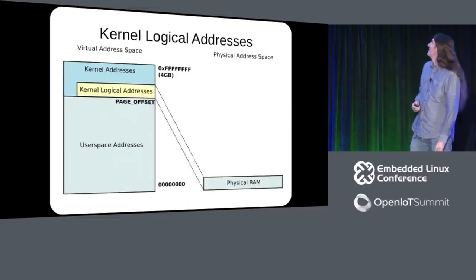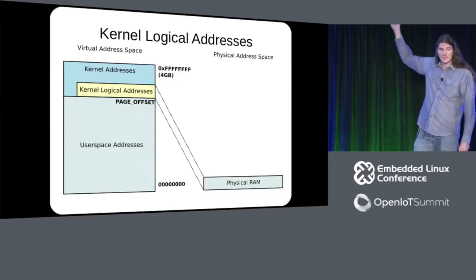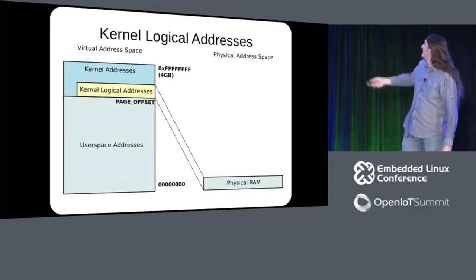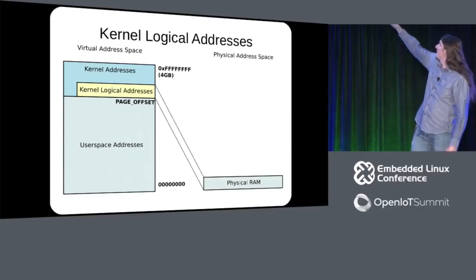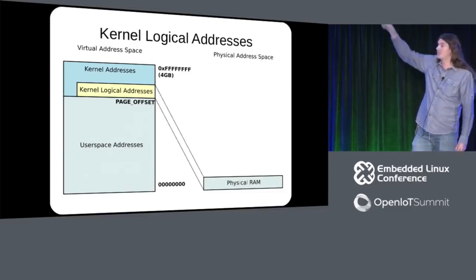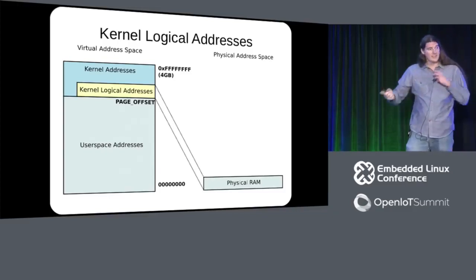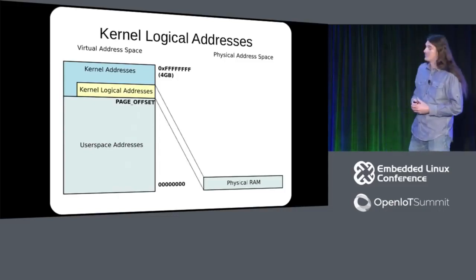So this is how it looks pictorially. We have virtual address space on the left, we have physical address space on the right, and we can see that if we have some amount of physical RAM, this physical RAM is mapped directly into the virtual address space of the kernel starting at page offset. So it's very easy to convert virtual addresses to physical addresses and vice versa.